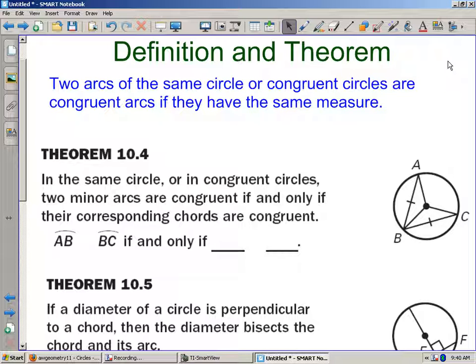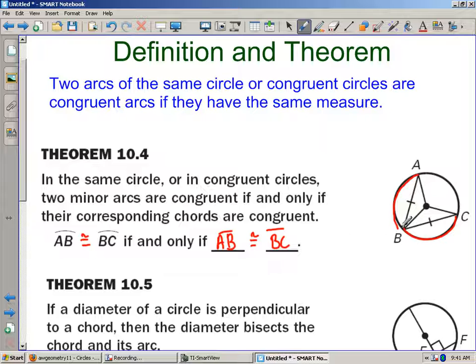This is theorem number one: in the same circle, two minor arcs are congruent if and only if their corresponding chords are congruent. So basically we could say that arc AB, this arc right here, is congruent to arc BC if and only if we could say that chord AB, which we just label as a segment, is congruent to chord BC. And that's really all we're talking about. So that's what that theorem is.